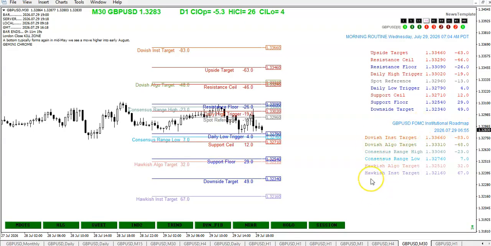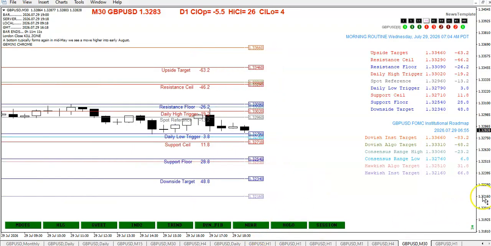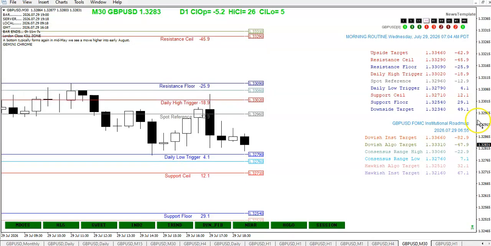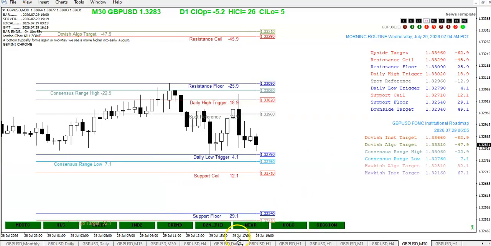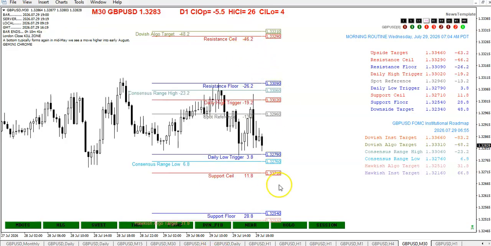We've got FOMC coming out today. And then the morning routine calculates these numbers. And it just seems like price seems to respect these numbers. I'm not sure why, but that doesn't really matter. And you might notice that I made a little modification so the lines only go back to the current daily open, because it's kind of silly to plot today's lines over yesterday. It's like, no, you got to have today's lines for today.